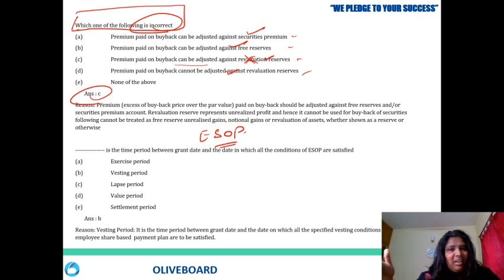Now there is a 2 years time gap from the grant to when the conditions are met. So what is this period called? This is called the vesting period. So I have to satisfy my conditions during this period. Then only will I earn my right to buy those shares. You are getting it? So the answer is B, vesting period. All right.